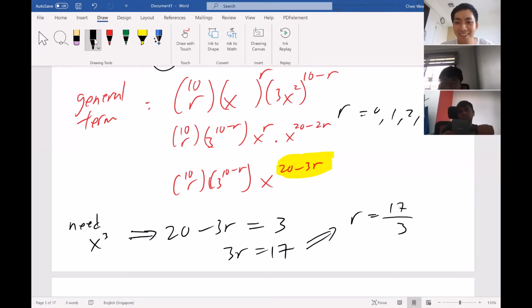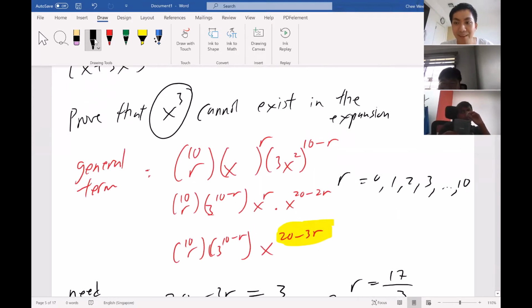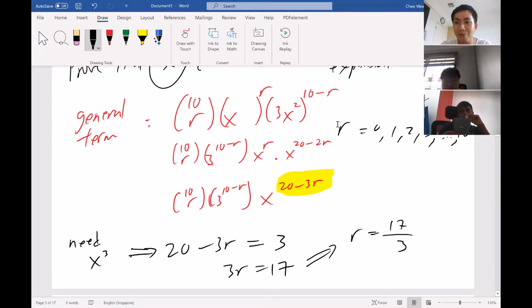But wait, but I thought the question is like asking like cannot exist. Then I know. But if you look at the formula here, can r actually be a fraction or must r be a whole number? A whole number. And yet I say that if you want me to have x cubed, r must be a fraction, which is impossible, right? Yeah. So that's why x cubed cannot exist. If you want me to do it, I must break the law for you. That's all. Okay, so you can just write therefore cannot exist. Okay.